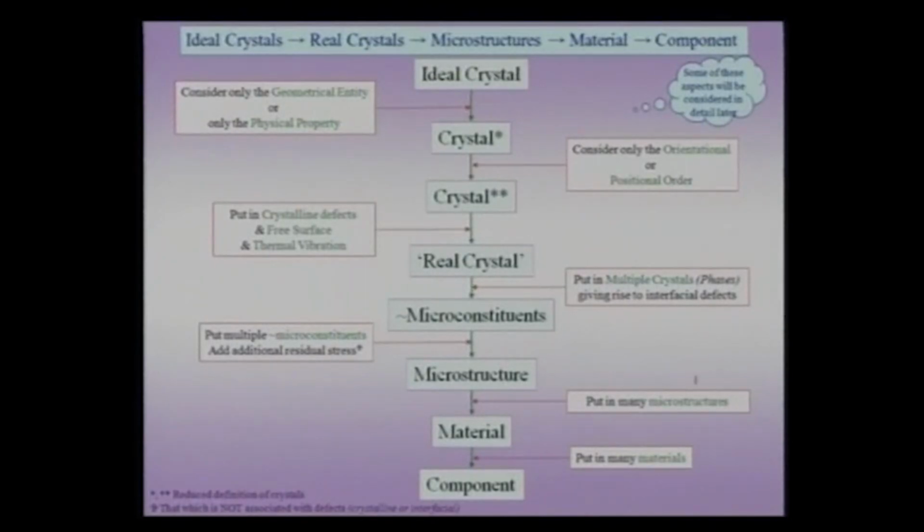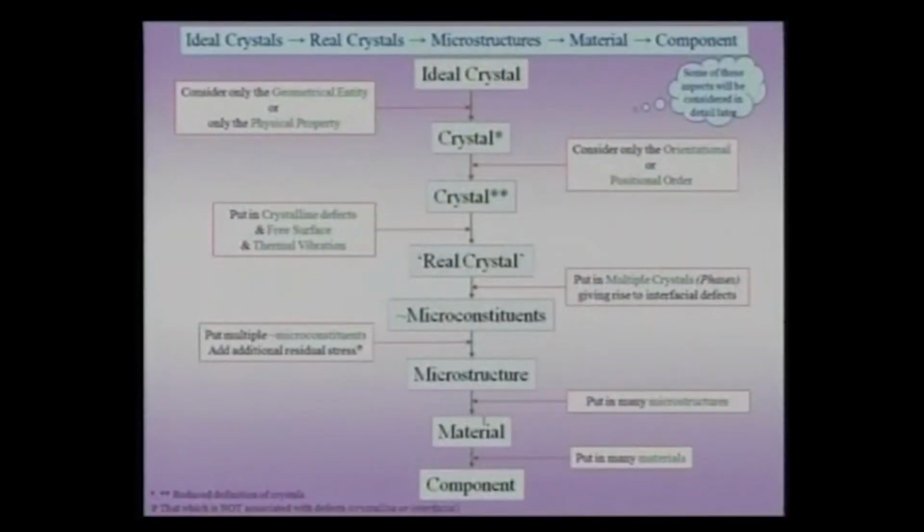I can put in many microstructures to make a material. So material, typically what you might consider a block of material, may actually consist of many microstructures. Of course, you could also have a single microstructure, which would be a trivial or a simple example of the many microstructure case. And finally, I can put in many materials to make a component. So, a single component, for instance, which you practically see in everyday life, could have many kinds of materials, and often these materials need not even be crystalline.